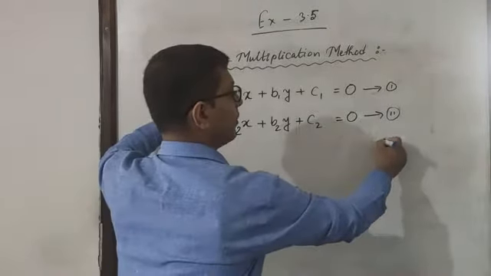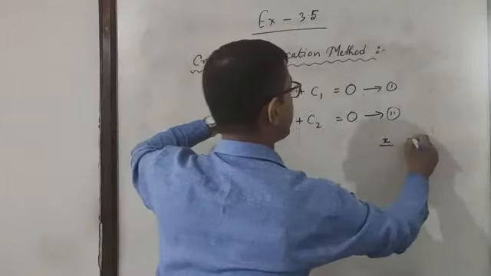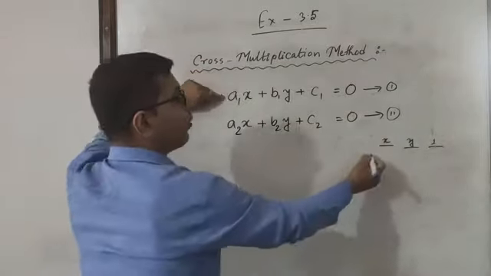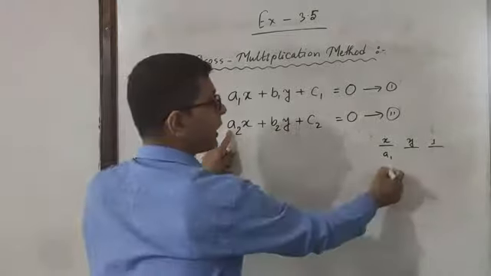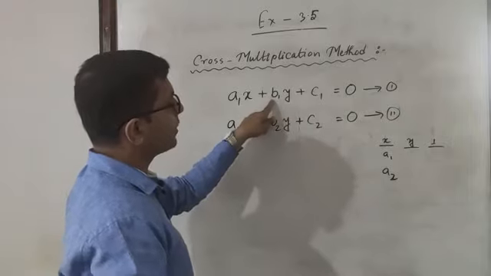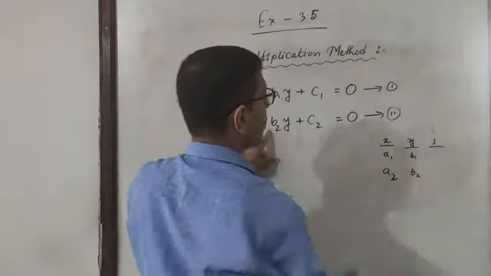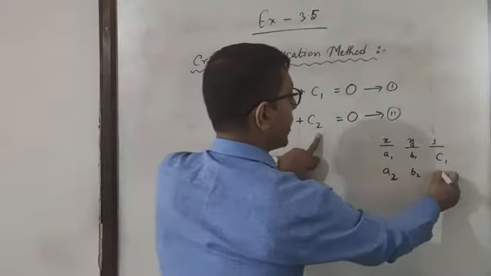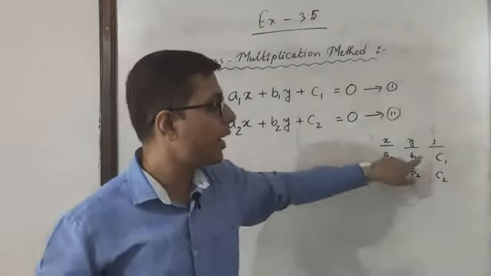For the first equation, what are the coefficients and constant term we are going to write? The coefficient of x is a1 in the first equation and a2 in the second equation. I am writing like this, okay? The coefficient of y in the first equation is b1 and in the second equation is b2. Then the constant term in the first equation is c1 and in the second equation is c2. We have written only the coefficients and the constant terms.